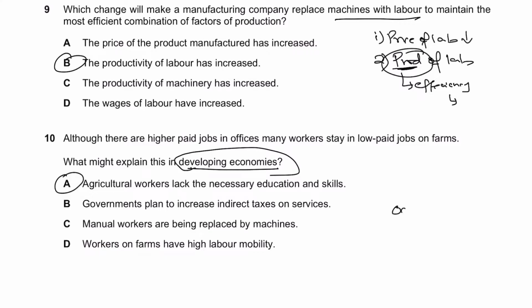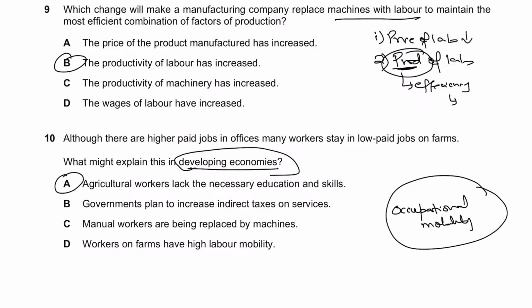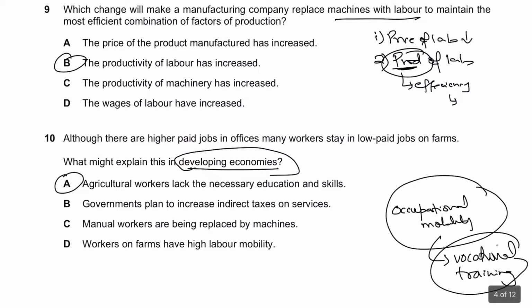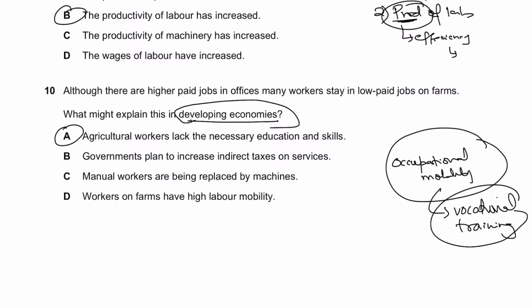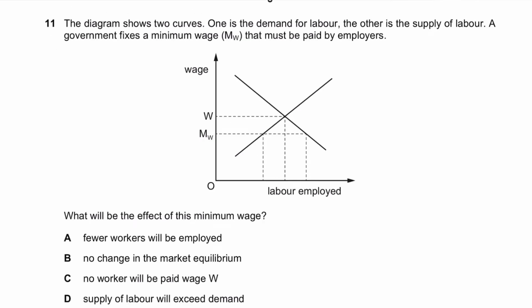So we should enhance occupational mobility, because how should we enhance occupational mobility? Through training, through specialization, through education, and through vocational training as well. The government should provide vocational training. That is the necessary skills, the minimum skills that are required to get those people into jobs.